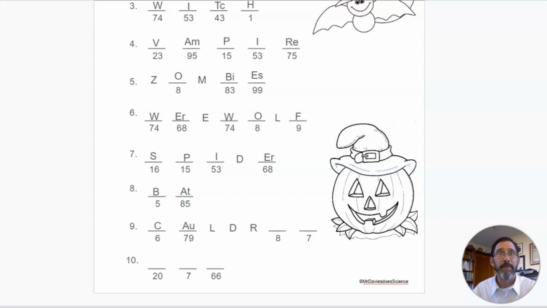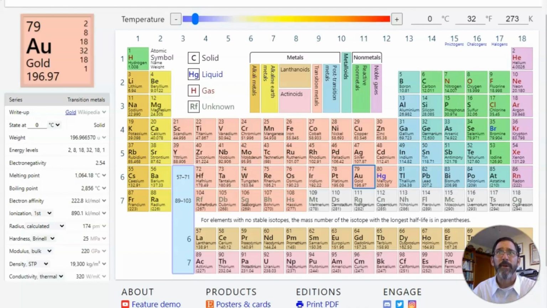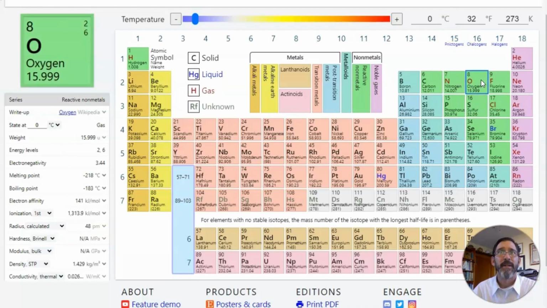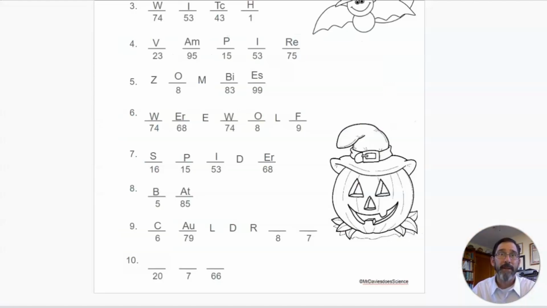The next atomic number, 8. The element for atomic number 8 is oxygen. Its symbol is a capital letter O. Above the number 8, go ahead and put a capital letter O.